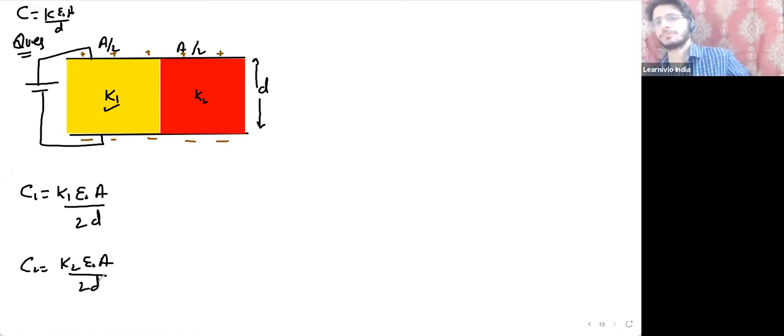So why 2D? It's because the area is A by 2. It's not 2 due to D, it's A by 2. How are they connected? Are they connected in series or in parallel?